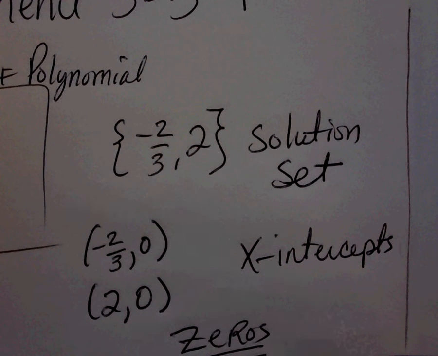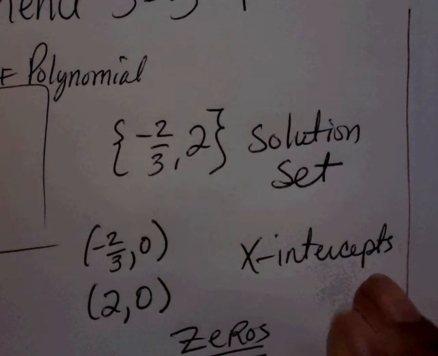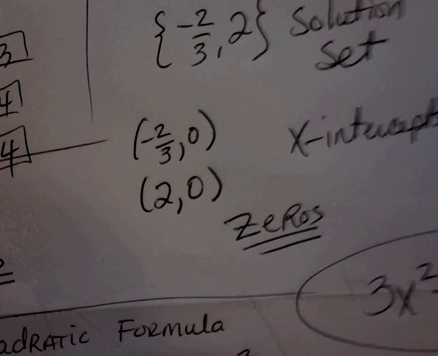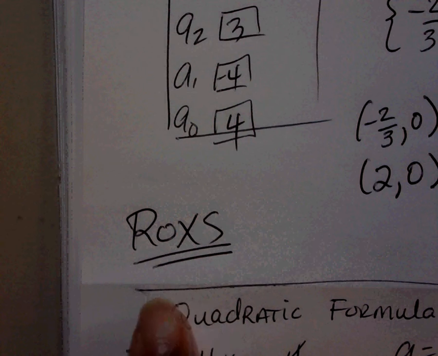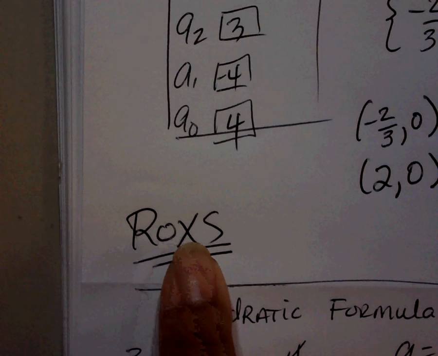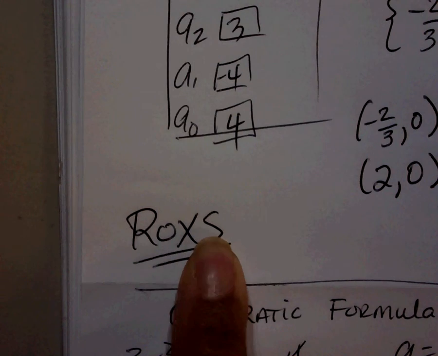So if you notice, I used 4 different words, and I want to make sure that you have an acronym that you can use to help remember those 4 words. Rocks: roots, zeros, x-intercepts, solutions.